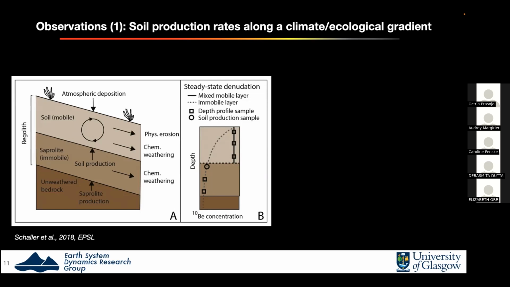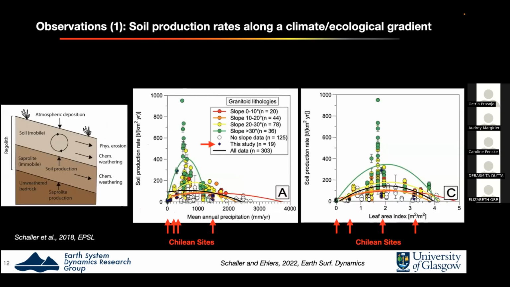So one of the things Miriam Schaller and I did over the last couple of years was to look at this in these different Chilean study areas. And this is results from a paper we recently published. On the vertical axis in both plots, you have the soil production rate. And we're focusing here, I should say, specifically on granitic lithologies, so we were trying to minimize lithologic effects on how you would interpret this.